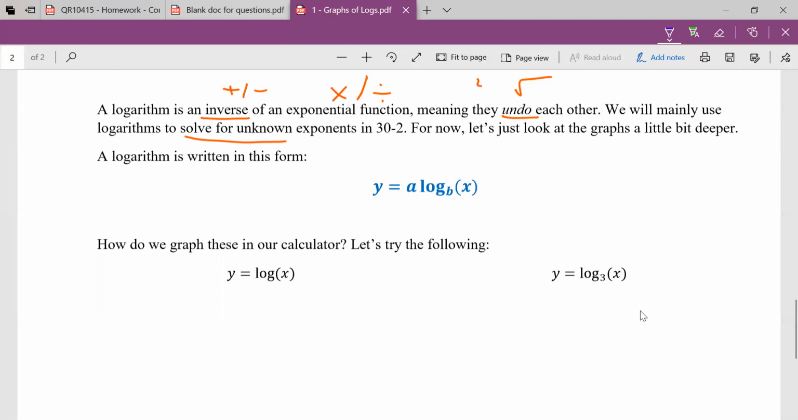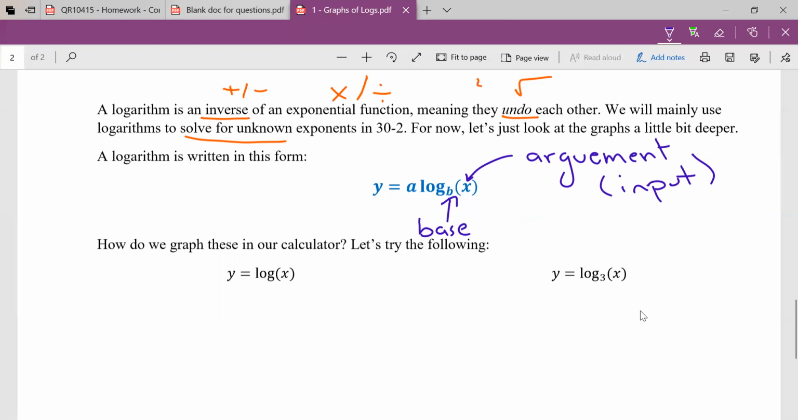And here's how we're going to write a logarithm. So we're going to say y is equal to a log base b of x. And what's inside the parentheses, the x, is known as the argument of our logarithm. It's our input, if you want to think of it that way. Okay. So again, I would say this is a times log base b of x.